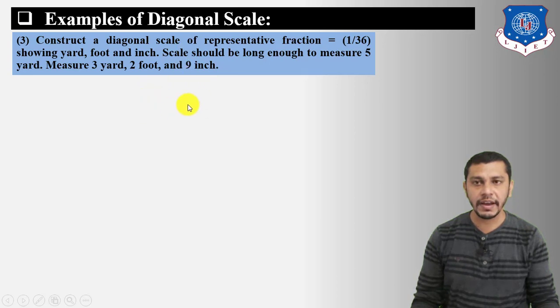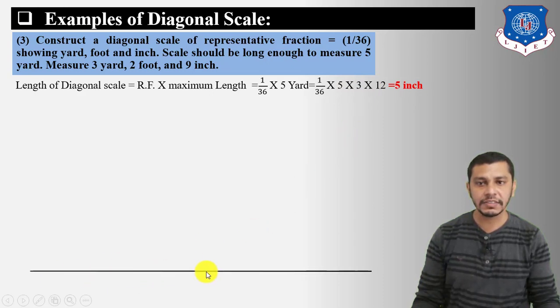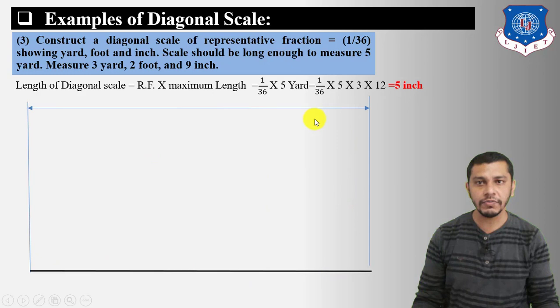So let us first of all find out the drawing length for the diagonal scale. The length of the diagonal scale is equal to RF into maximum length. So here RF is 1:36 into 5 yards, which is our maximum scale length, and we have to convert 5 yards into inch. So for that, 1:36 into 5 into 3 into 12, 3 feet and 12 inch. So the answer will be equal to 5 inch. So first of all, draw a scale having length equal to 5 inch.